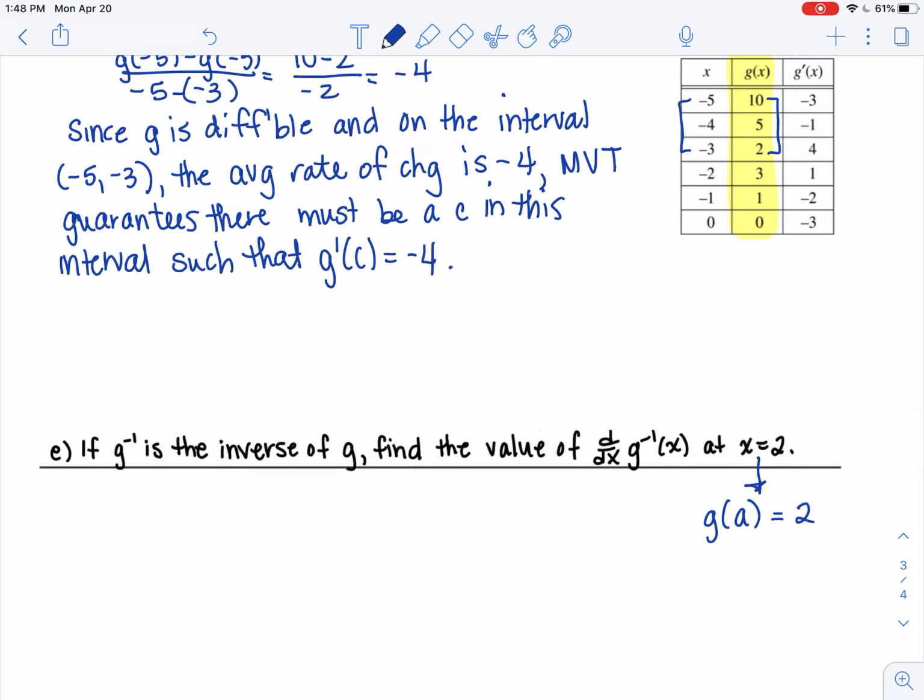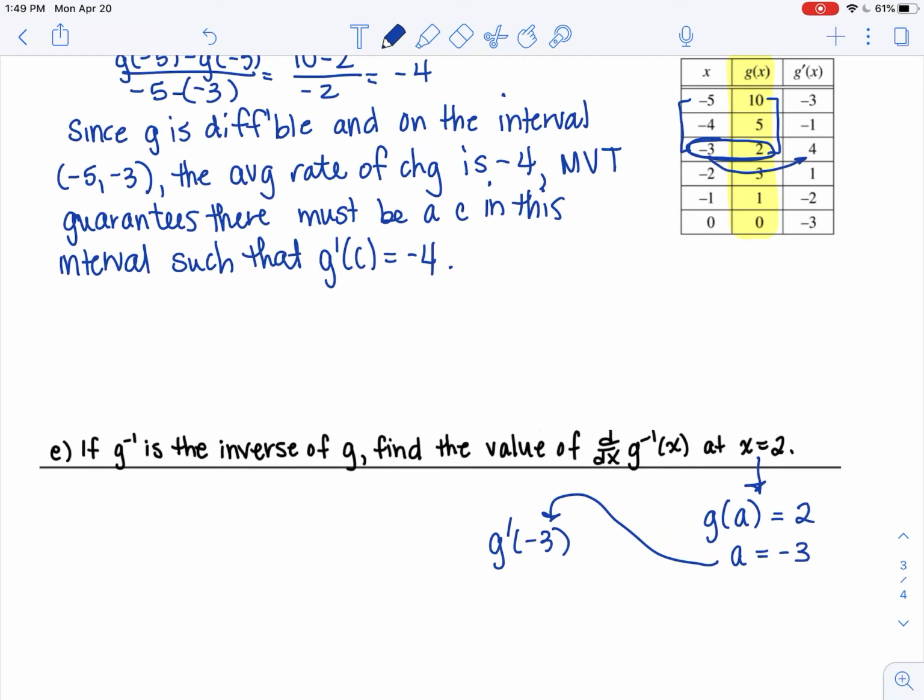So there's some input that you would plug into G that would give you a y value of 2. If I look at my table, I can see that when I plug in -3, that gave me a y value of 2. So this tells me a equals -3. To finish finding the derivative of the inverse, you take the derivative at the a value you found. You found the a value is -3, so find the value of G prime of -3.